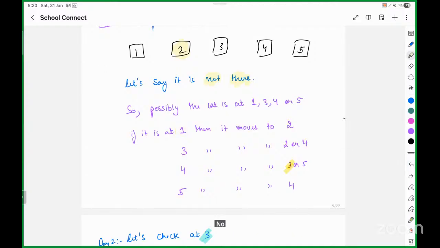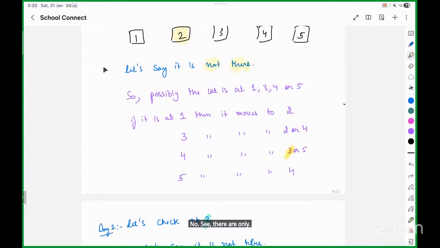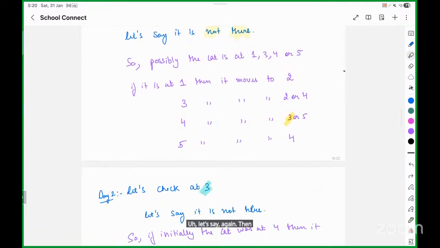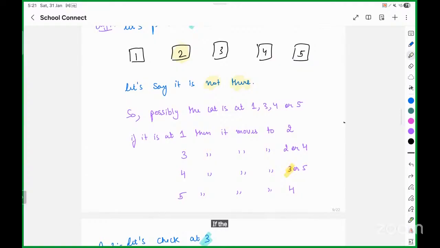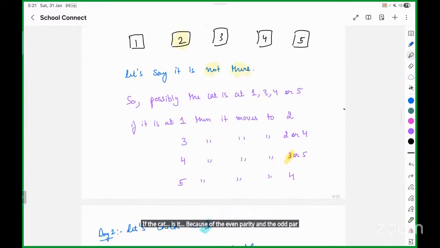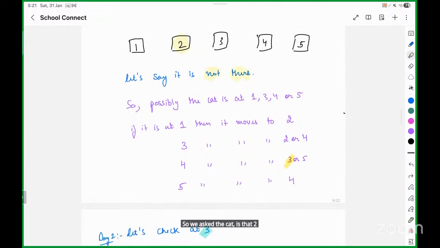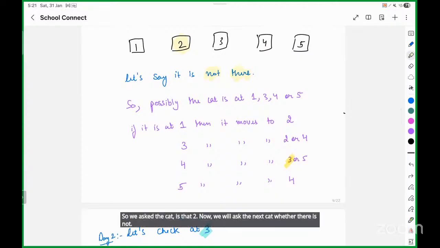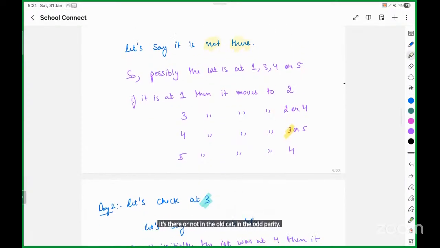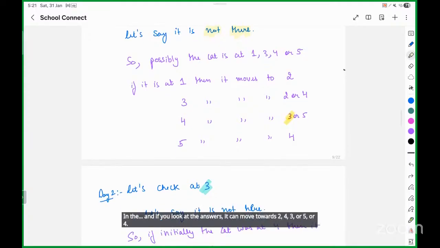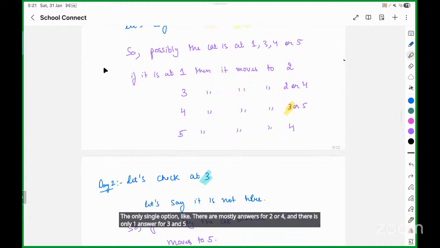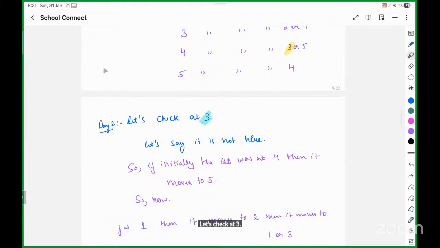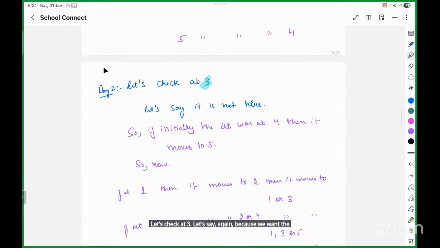Now, let's say we check at 3. Why do we check at 3? Because of the even parity and the odd parity. We asked whether the cat is at 2, now we will ask about the odd parity. If you look at the answers, it can move towards 2 or 4, and there is only a single option for 3 and 5. Mostly the answers are 2 or 4, and there is only one answer for 3 and 5. So let's rule out 3 and 5 first. Let's check at 3.